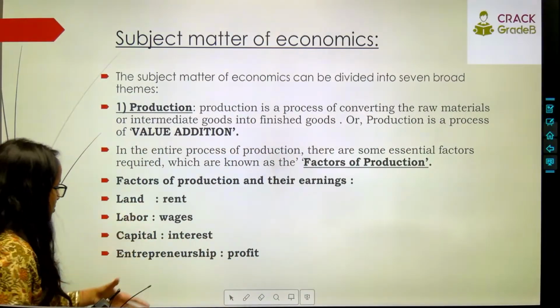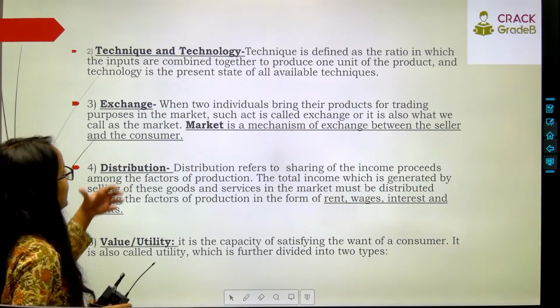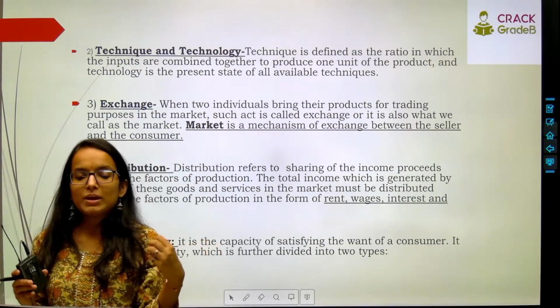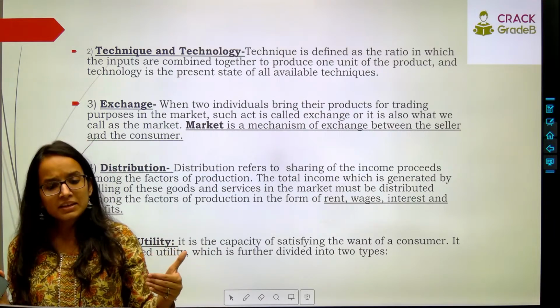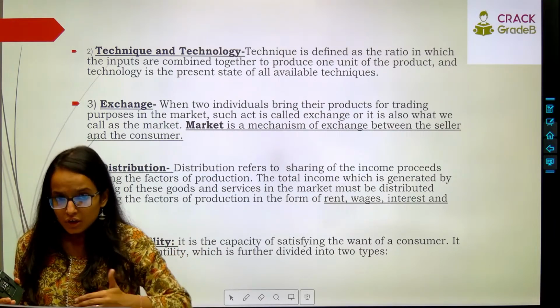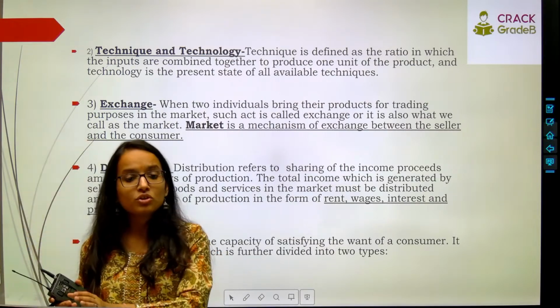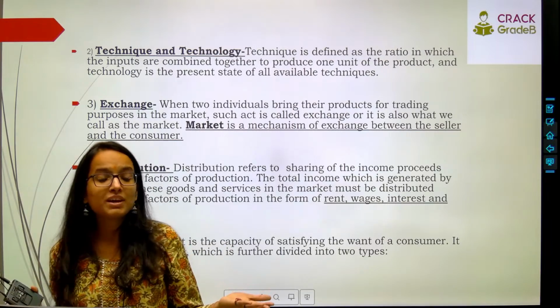Then factors of production is done. Next we look at technique and technology. What is technique? Technique is basically how do you employ your resources for any production activity. For example, there are certain industries which use labor more than the capital or machinery. There are some industries or some economies which use more machinery than the labor, whichever is cheaper and easily available.